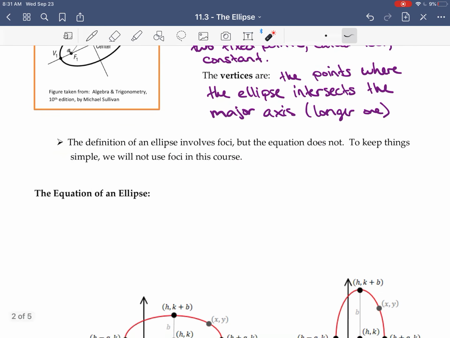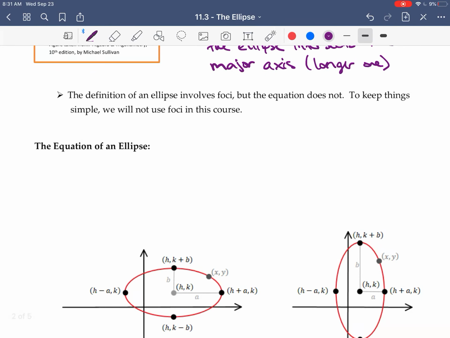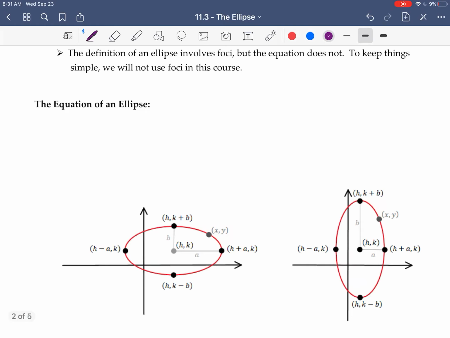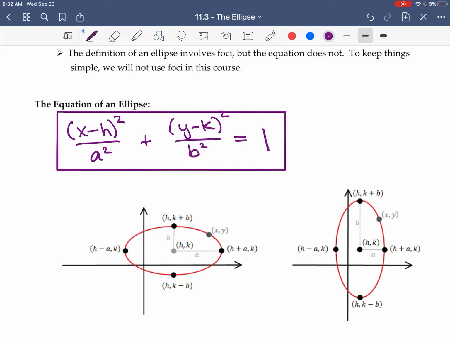Now, what does the equation of the ellipse look like? For either of these pictures, it looks like x minus h all squared over a squared plus y minus k squared over b squared is equal to 1. So that's the standard form for an ellipse. That's the form we're going to be trying to get in, and it applies to both of these.